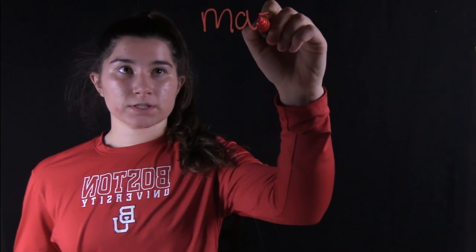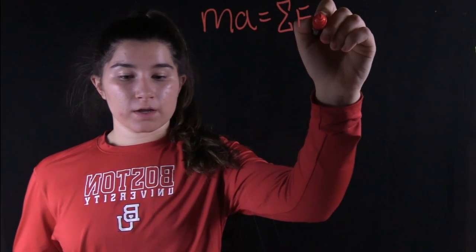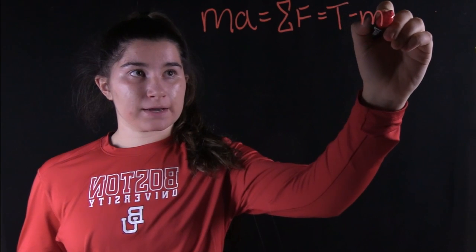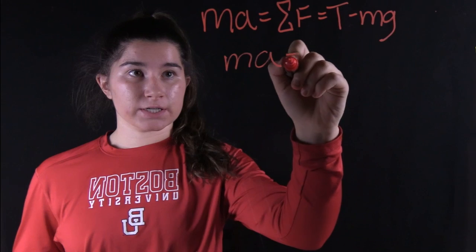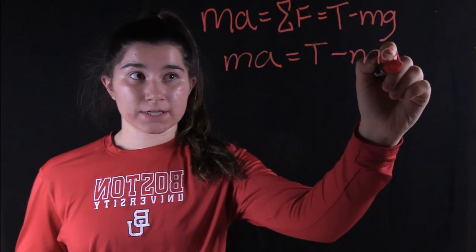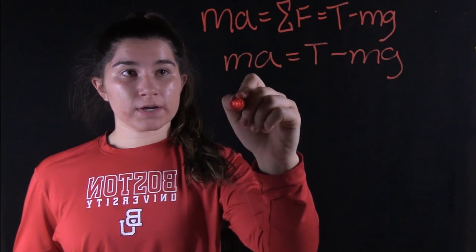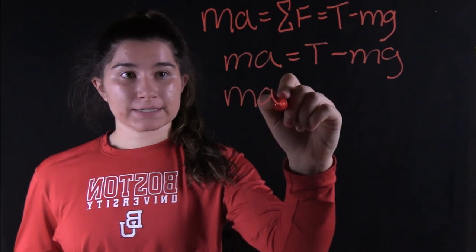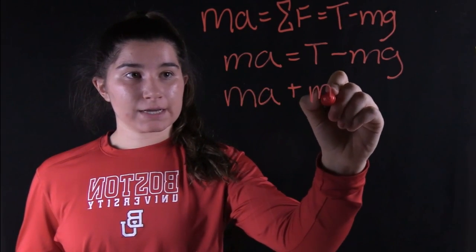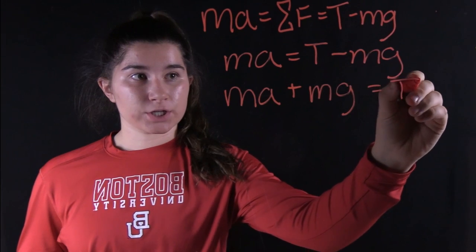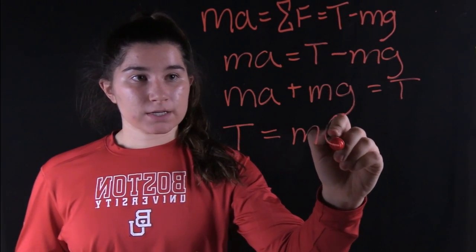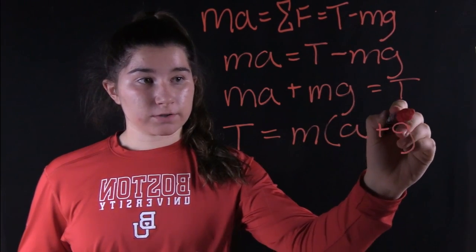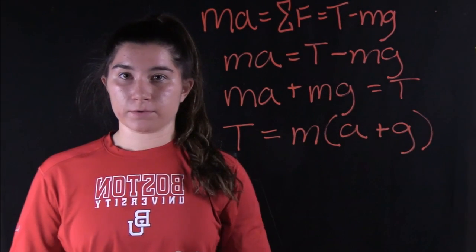In order to solve for acceleration, we use that the sum of all forces equals tension minus mass times the acceleration of gravity. We can then just say that mass times acceleration equals tension minus mass times acceleration of gravity. Then we can move and solve for tension by saying mass times acceleration plus mass times acceleration of gravity equals tension. And making it look a little bit nicer, we can say tension equals mass times acceleration plus acceleration of gravity, and then plug all of our numbers in from there.